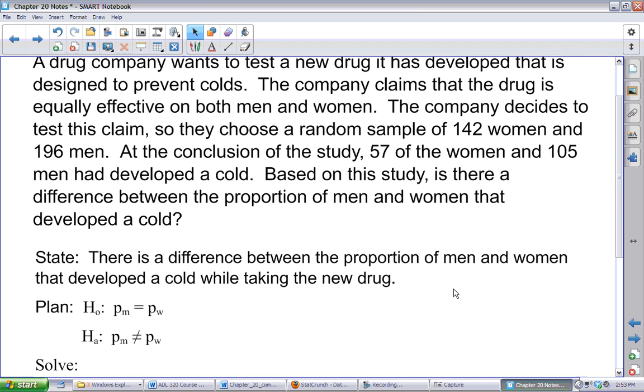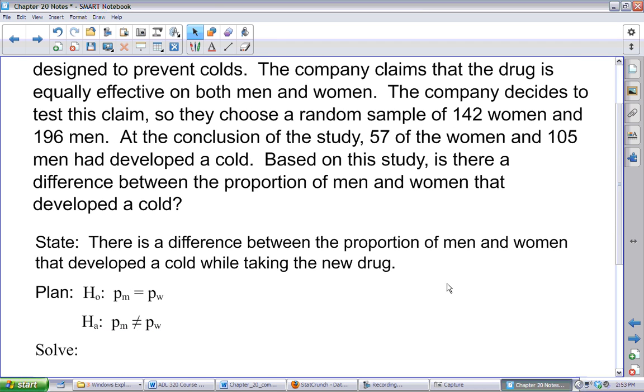So let's go down here. Our state step says that there is a difference between the proportion of men and women that developed a cold while taking the new drug. Our null hypothesis, since we're comparing two separate proportions, where P sub M is our proportion of men and P sub W is our proportion of women, says that they're equal, meaning the same proportion of men as women develop the cold. Our alternative hypothesis is that there is a difference, so that they are not equal. We're not trying to prove that one is greater than or less than the other.